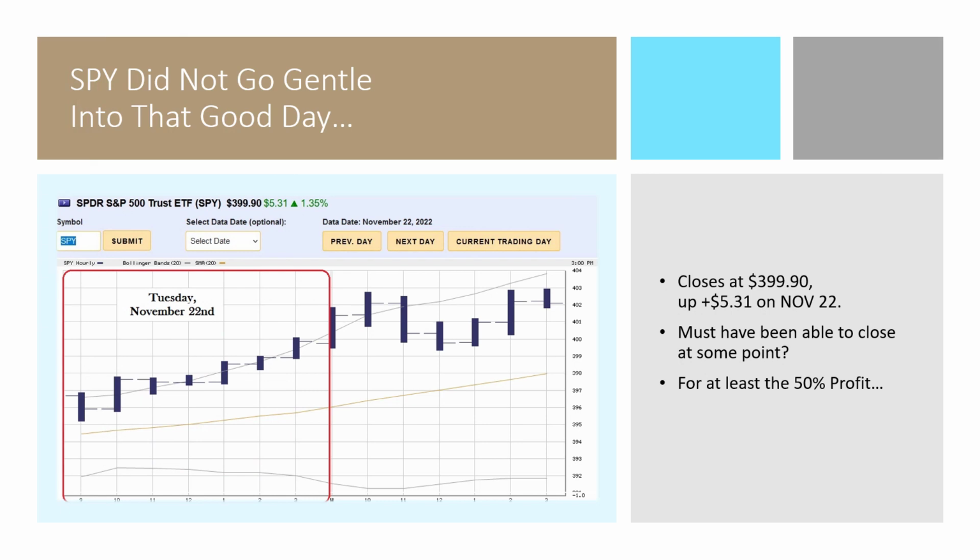On Tuesday, however, SPY, SPX had a solid movement. We're up 5.31 to where it closed at 399.90, above the short call strike price. However, in the middle of the day, between 11, 12, and 1 o'clock, there was a lull. So could we have closed this position for at least 50% profit as SPY was meandering about for that hour, hour and a half?